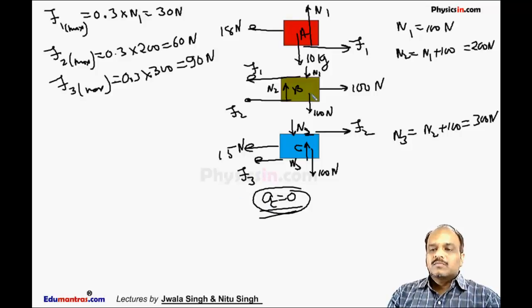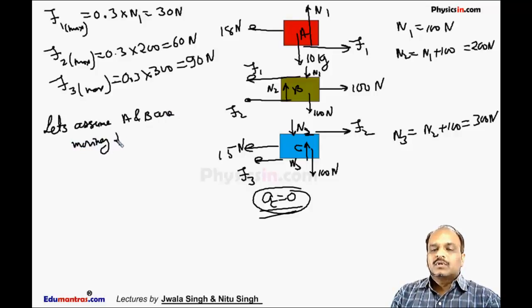We will talk about block A and block B. Now the friction force F2 here is 60 Newton, so block B will slide. Now we don't know whether blocks A and B are sliding together or not. So let's assume A and B are moving together.